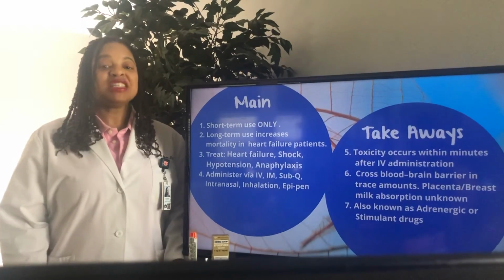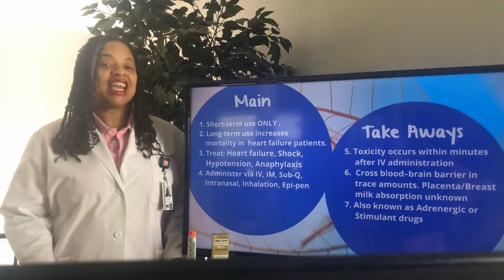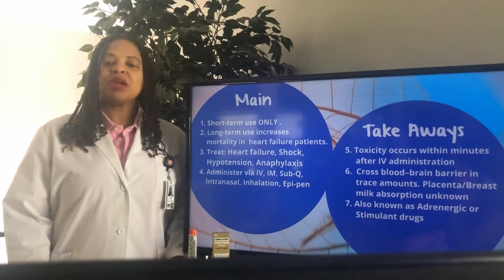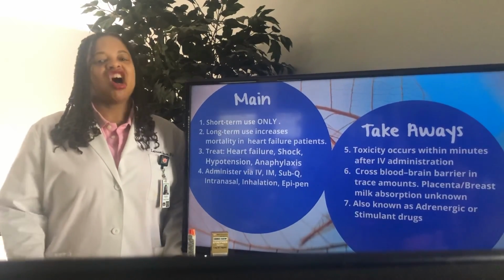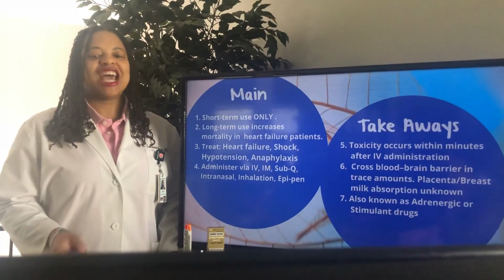Toxicity occurs within minutes after IV administration, like with cocaine, and they can cross the blood-brain barrier in trace amounts. We don't know about the placenta and breast milk absorption, and always know that these are also known as adrenergic and stimulant drugs.